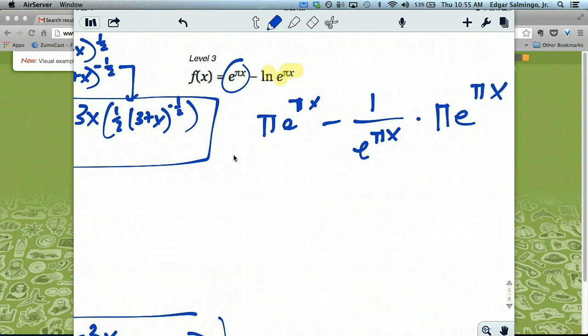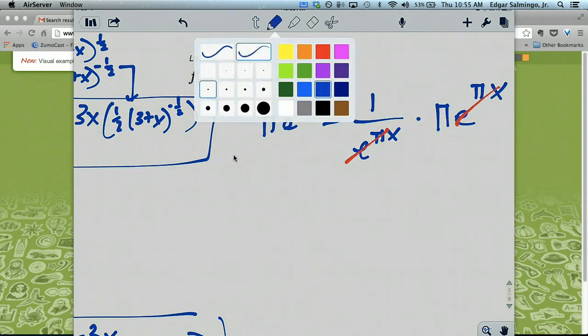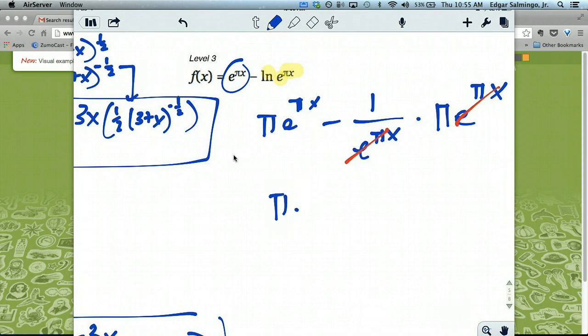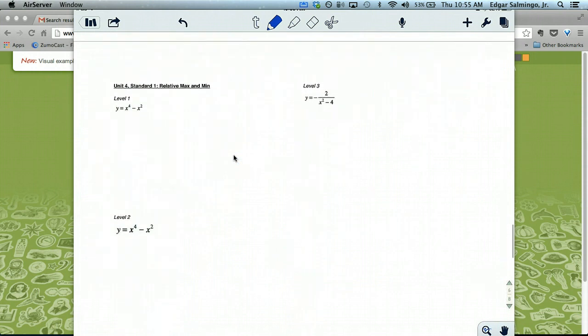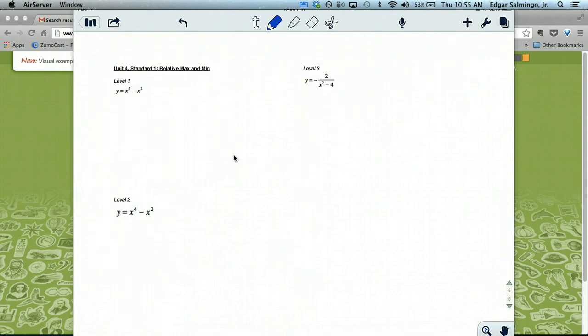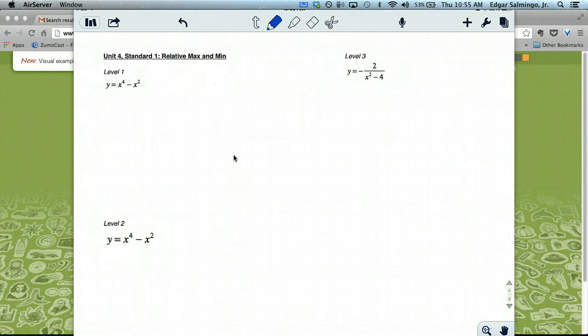You could simplify it. If you stopped here, that's fine. You should know this down here and this up here will cancel. So the real simplified answer is going to be pi e to the pi x minus pi. So not too bad. And the last one, I made a mistake here because I put the same question twice. So if you did it once, I just gave you the credit for it. So I'm just going to do this one for you.